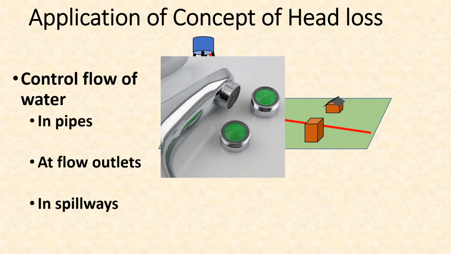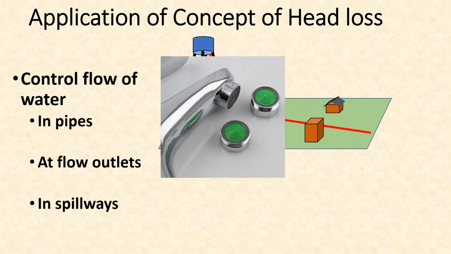Sometimes at flow outlets we introduce head loss artificially. For example, this kind of attachments that we fit into our taps that you have seen, these are used so that while washing your hand you don't need a very high velocity of water, so therefore we introduce this kind of attachments at the outlet so that the water flows at a lower velocity, because that's enough, and therefore less water is lost and less head is lost.